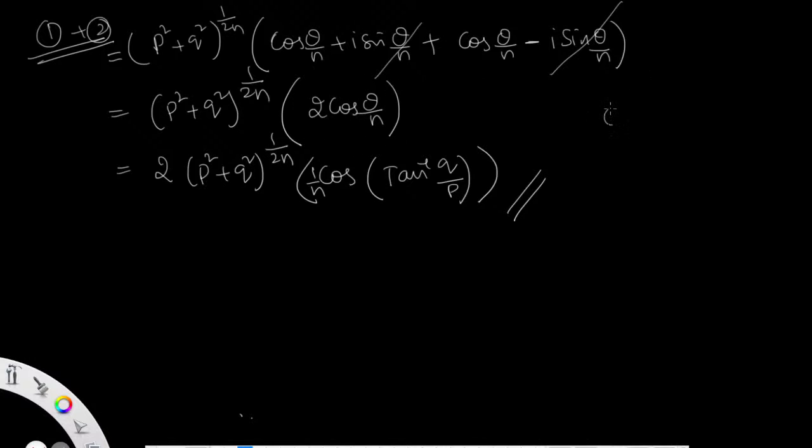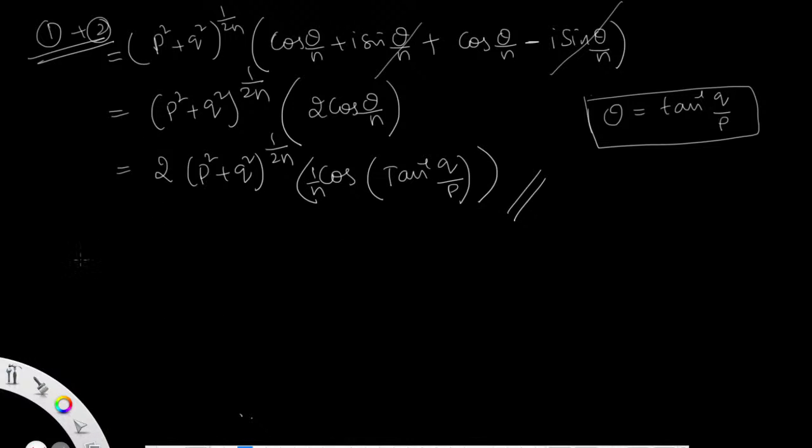But theta equals what we wrote previously. We proved that theta equals tan inverse of q by p. Previously we've already proved that. So that's why we are writing here theta equals tan inverse q by p, as the 1 by n coefficient means before you write. That's all.